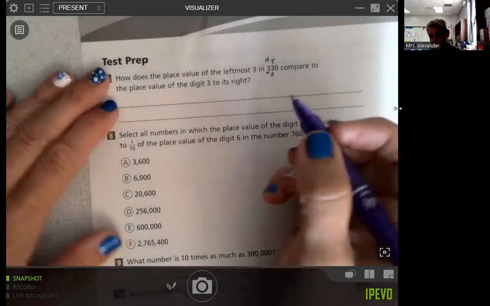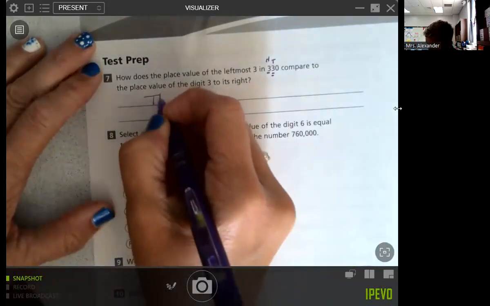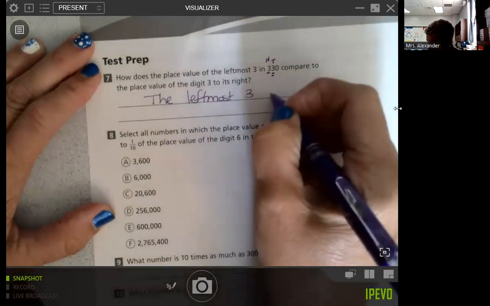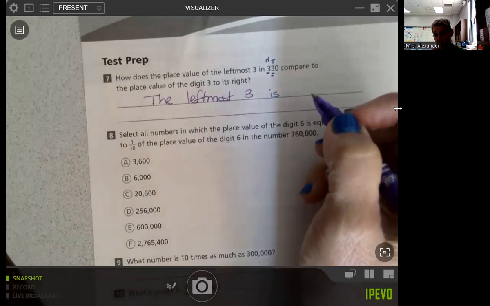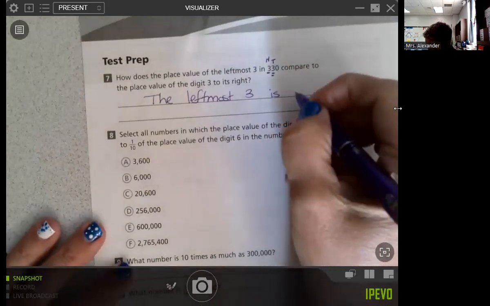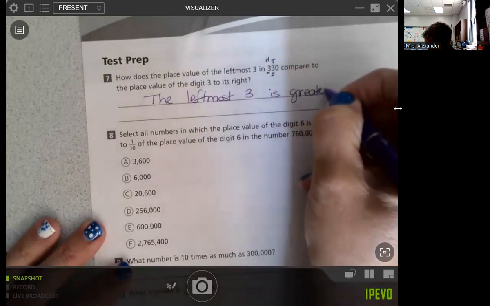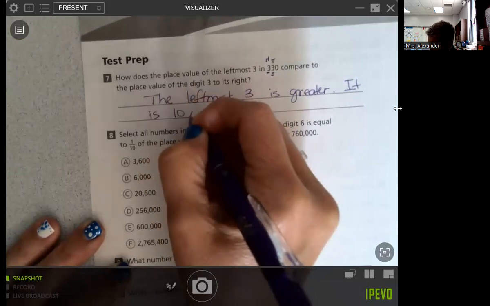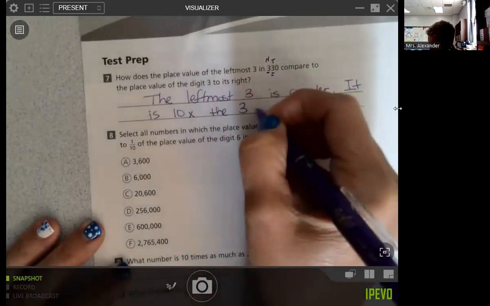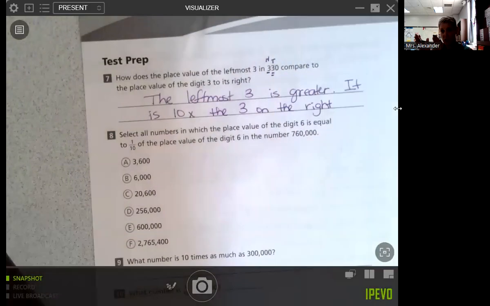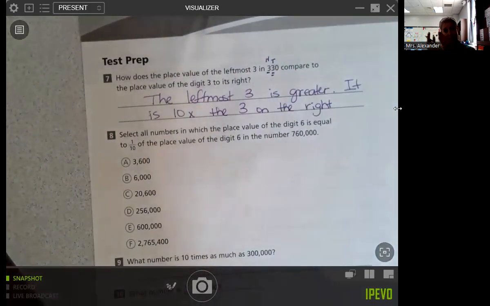What would you say? The leftmost 3, is it greater than the 3 to the right, or is it less than? It is greater. I hope you had that. It is 10 times the 3 on the right, because it has moved one position on our place value chart, it is 10 times greater.